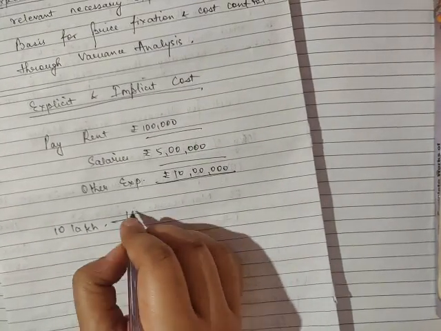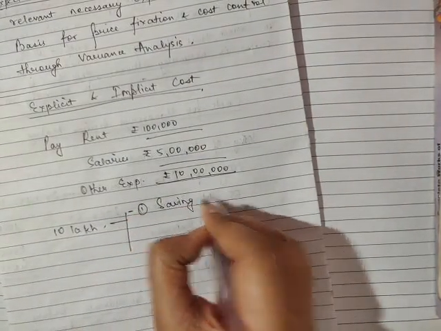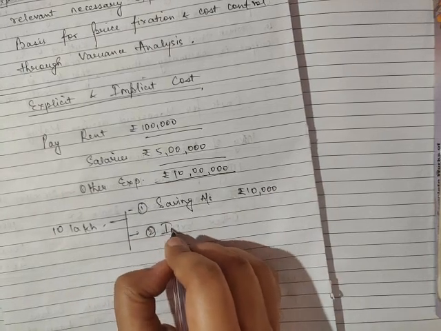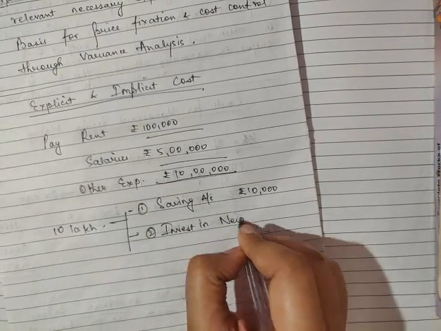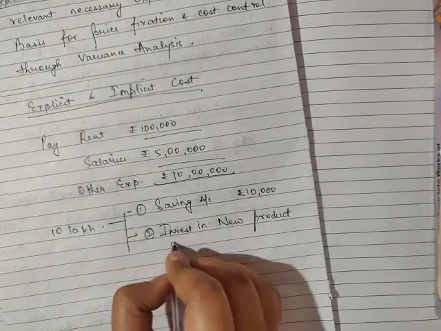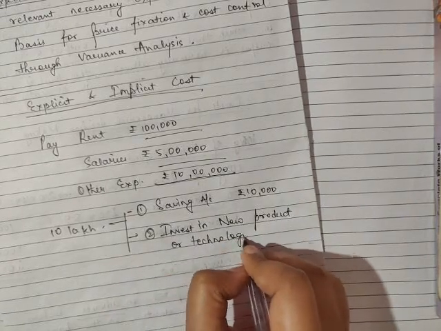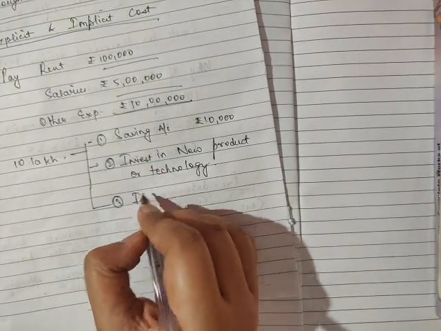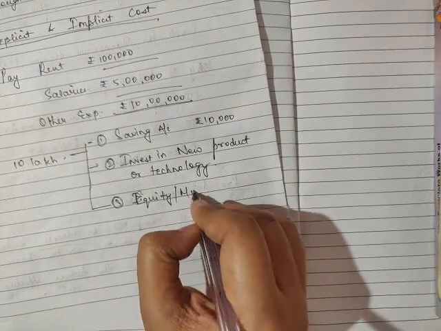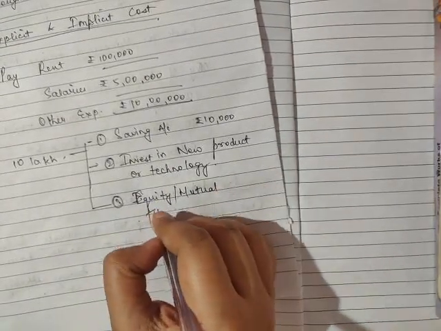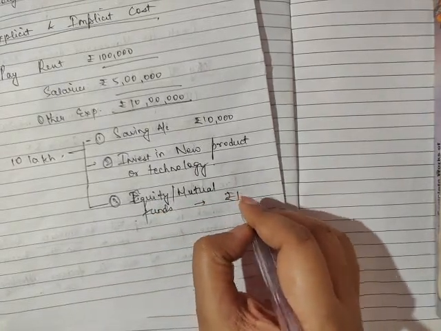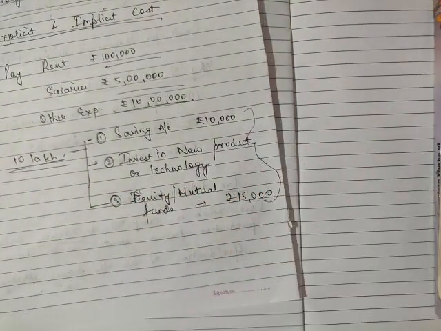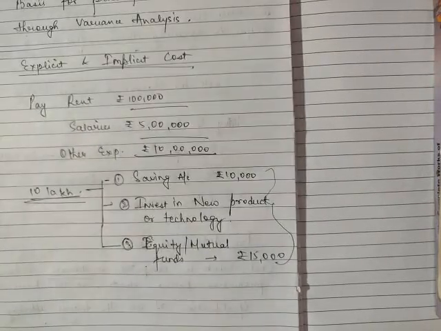Now with this 10 lakh, they can either keep it in a savings account and earn an interest of 10,000 rupees per annum, or they can invest in a new opportunity, say in a new product or technology which will help the firm grow in the future. Or they can invest it in, say, equity or mutual funds and earn an income of, say, 15,000 rupees. So, with this 10 lakh idle cash, any of these opportunities can be availed by the company. But they can only do one of these three things.